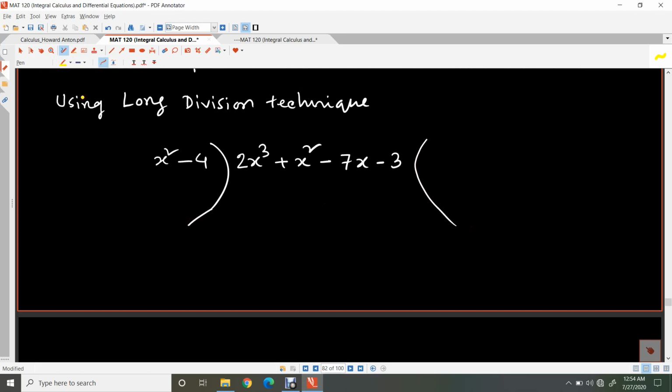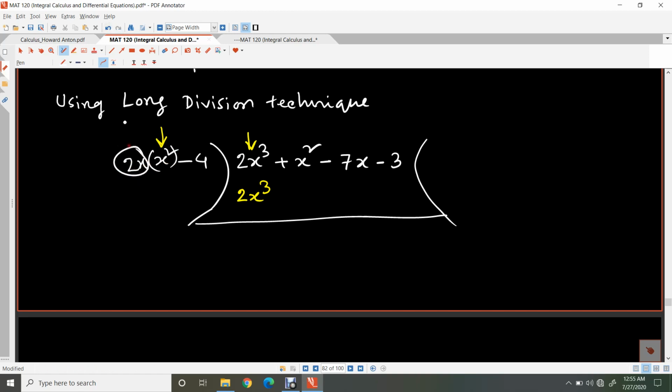Now we have to focus on the leading term of dividend and the leading term of the divisor. So we need here a same term. Here we can see the leading term of dividend is 2x cube. We also need a same term here just to perform this division. So if we need 2x cube here, so with the divisor what we have to multiply, you can think about, here we have x squared, we can multiply 2x, so 2x times x squared we will get 2x cube.